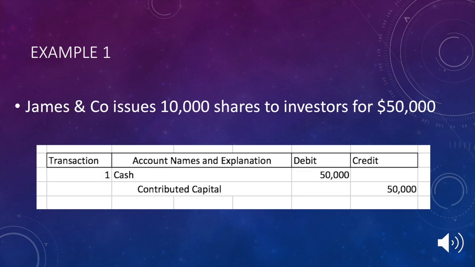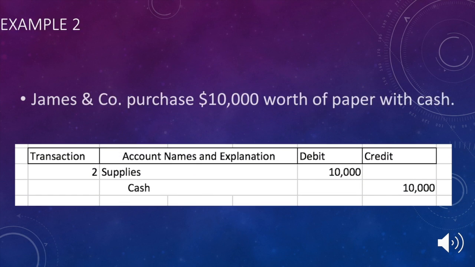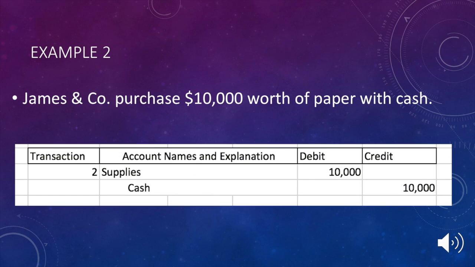Seen here, the company receives $50,000 for shares. Cash is an asset and is rising and thus is debited. Contributed capital is a credit. Suppliers rise by $10,000 and they use cash. Cash is an asset which is falling, so we credit the $10,000.